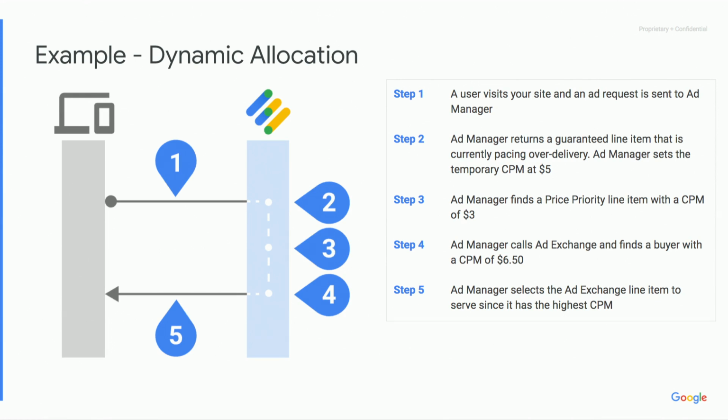Next, Ad Manager searches through eligible remnant line items and finds a price priority line item with a CPM of $3. Finally, Ad Manager calls Ad Exchange to see if it can return any bids that beat the price priority or temporary CPM. Ad Exchange returns a bid for $6.50. Since this Ad Exchange bid is the highest CPM, Ad Manager serves the Ad Exchange line item and it serves an ad.